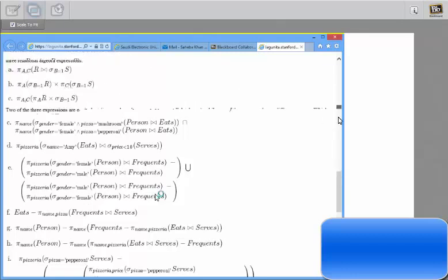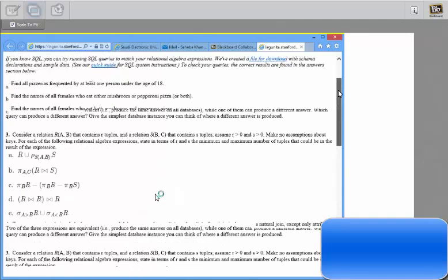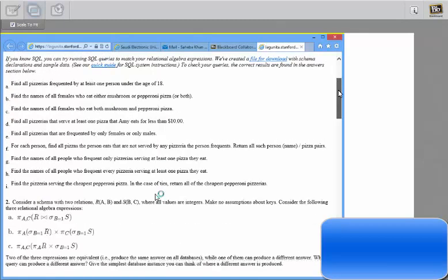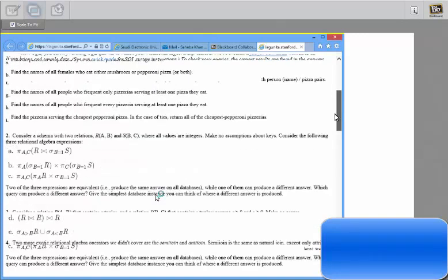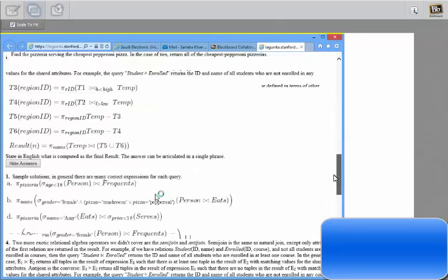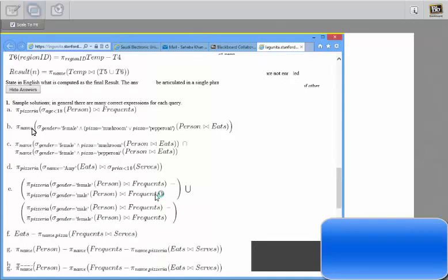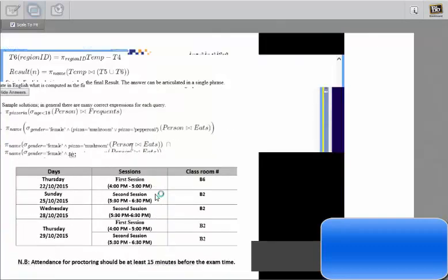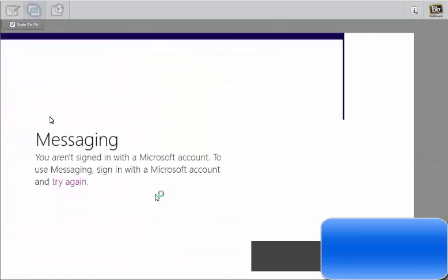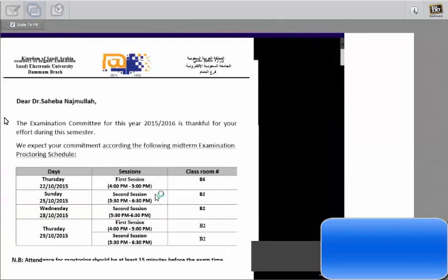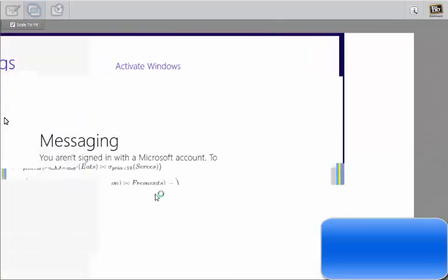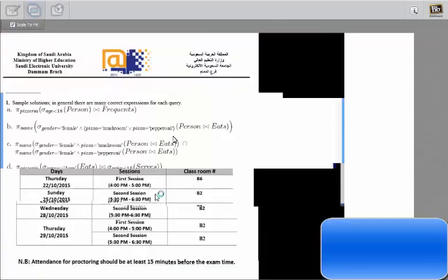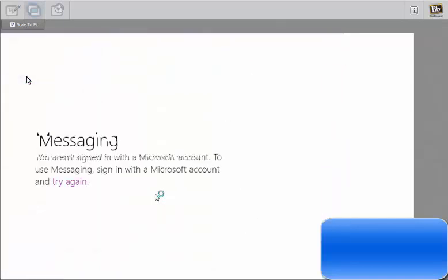Now let's see the second query. What they want is: find the names of all females who eat either mushroom or pepperoni pizza or both. So here, project name. You can use natural join when you have a question like this, okay? That means you want to collect two pieces of information at the same time.